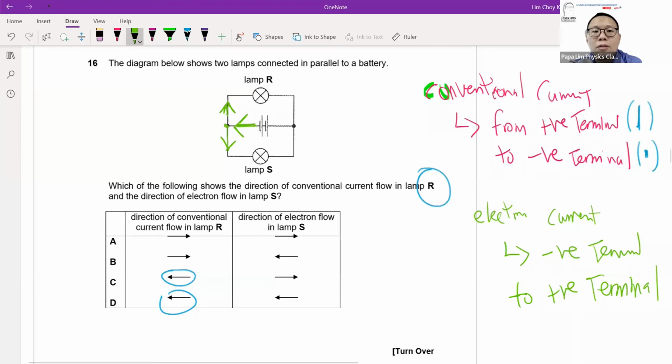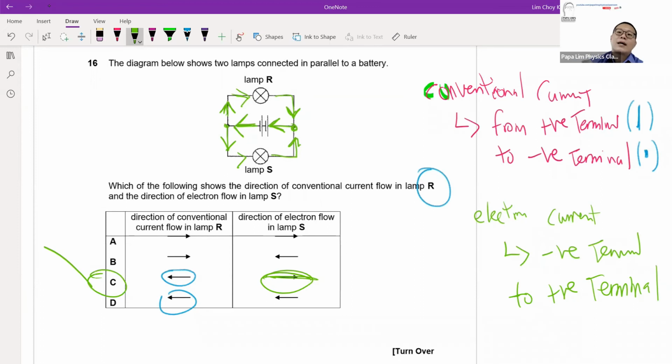On lamp R, the current will be going from left to right. Then it goes back again. For lamp S, it will also be left to right. Then after that they combine back at the next node and go back to the battery. So the electron current is from the negative terminal to the positive terminal. If you look at the picture here, for lamp S the electron current will be from left to right, in this particular direction. So the combination of B and the two directions will give you that C is the correct answer.